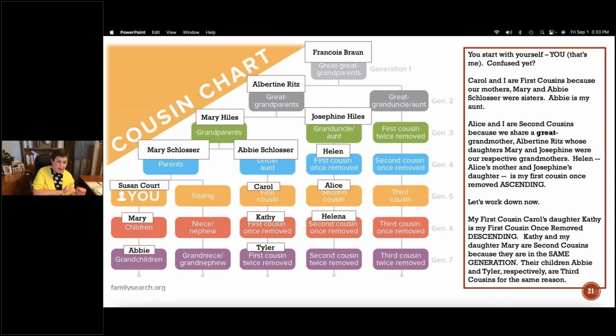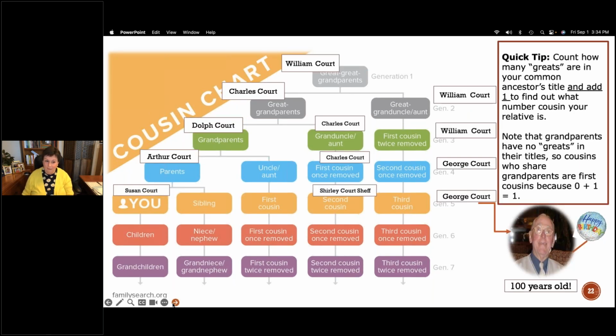And my granddaughter, Abby, and Carol's grandson, Tyler, are in the same generation, and they are third cousins. But Tyler is my first cousin, twice removed, descending, because Tyler is 2 generations away from me, and so from my first cousin, his grandmother, Carol. All right, so I think you all have that, right?